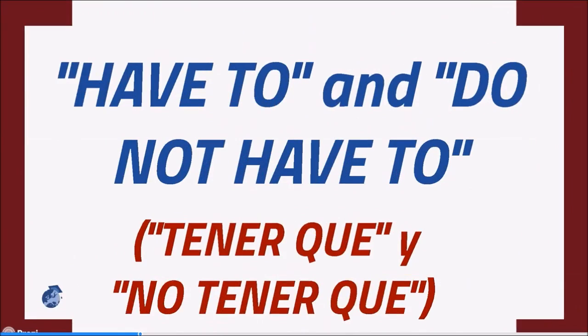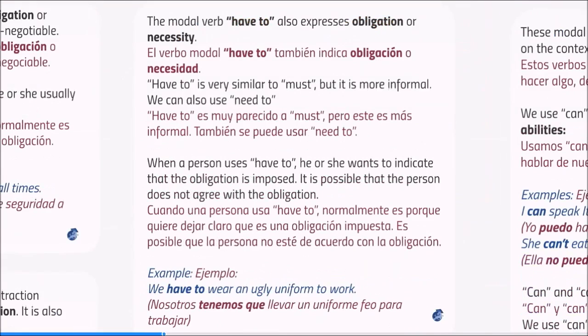Have to and do not have to. The modal verb have to also expresses obligation or necessity. Have to is very similar to must, but it is more informal. We can also use need to. When a person uses have to, he or she wants to indicate that the obligation is imposed. It is possible that the person does not agree with the obligation. Example: we have to wear an ugly uniform to work.